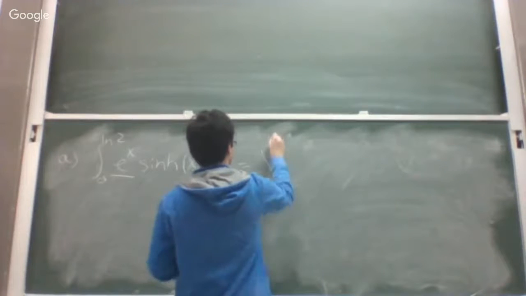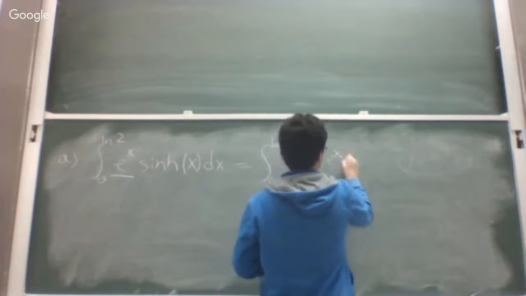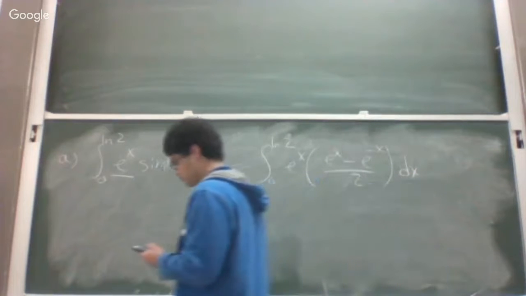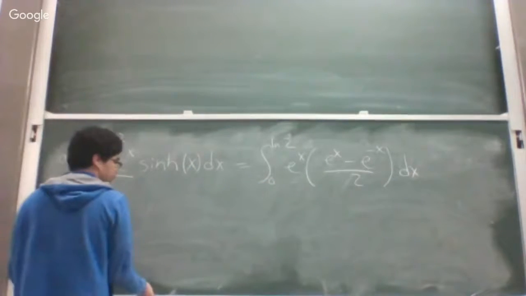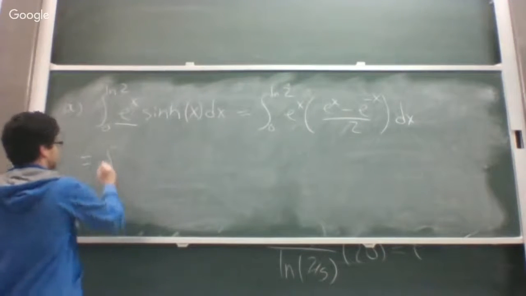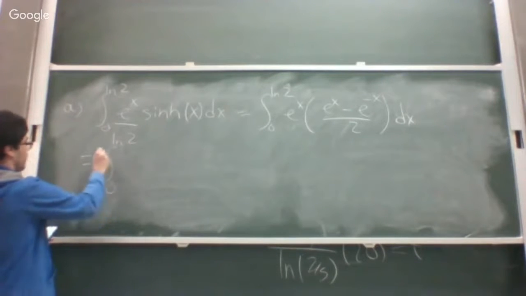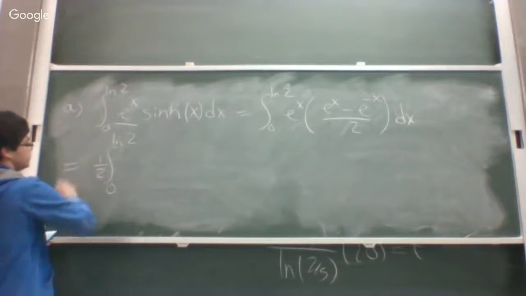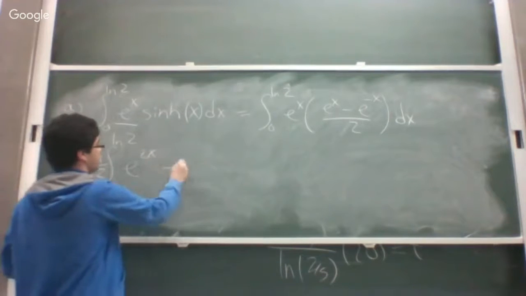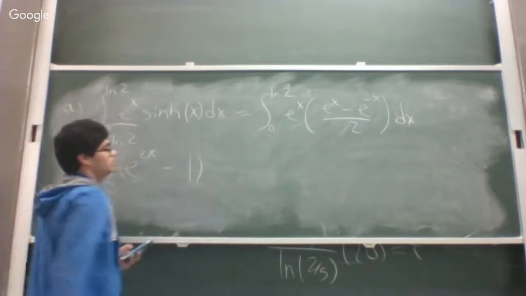So we'll have from 0 to natural log of 2, e to the x times (e to the x minus e to the negative x) all over 2 dx. Multiplying that across, we're going from 0 to the natural log of 2. We will have 1/2 on the outside. e to the x times e to the x is e to the 2x, minus 1, because e to the x times e to the negative x is equal to 1.